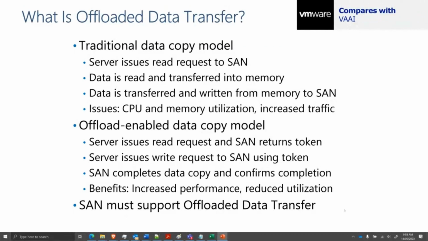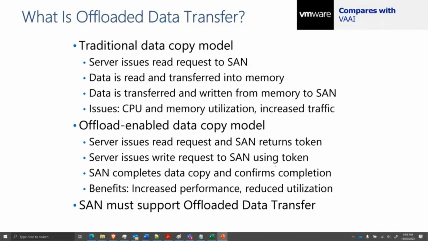So what is offload data transfer? Traditional copying, when we copy data from one file server to another file server, our computer actually reads the data and it is transferred into our memory. The data is then written from memory to the SAN, and the CPU has to be involved in all of that. But what the offload means is that the server issues a read command and a write command. So in this first part, even if we're reading from one part of the SAN and writing to another part of the SAN, our computer is involved.